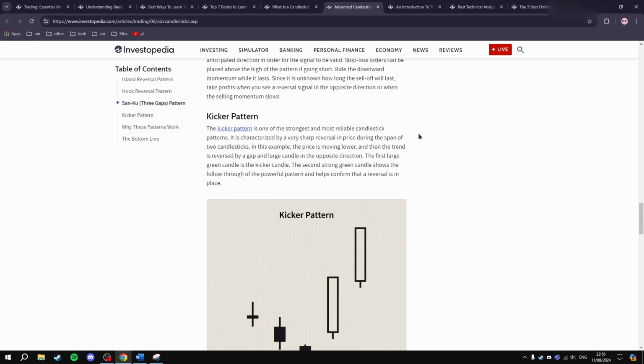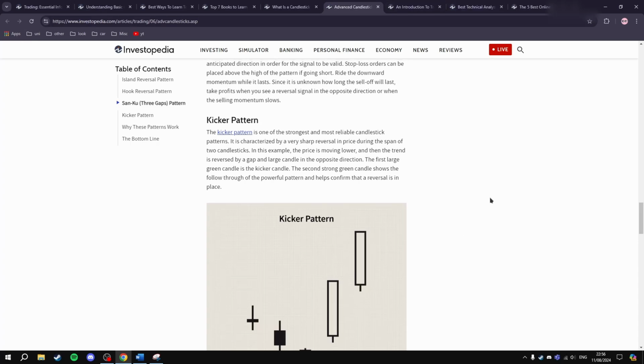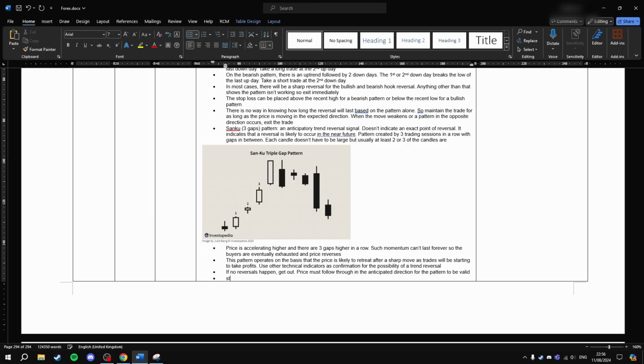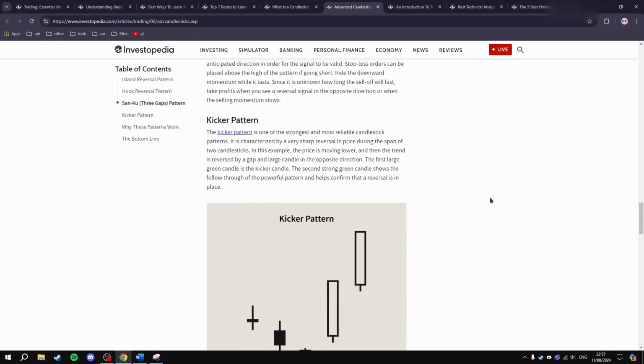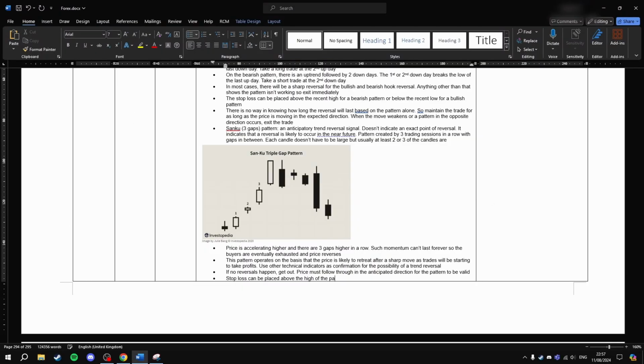Stop loss orders can be placed above the high of the pattern if going short.